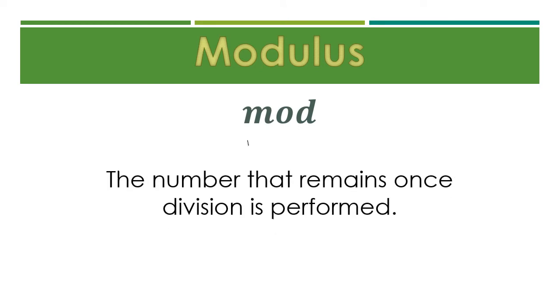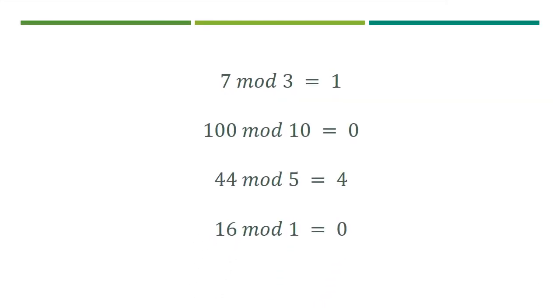Modulus, and modulus actually is abbreviated with this MOD. This actually is the symbol for modulus. Modulus is the number that remains once division is performed. Let's look at this example right here, 44 modulo 5 equaling 4.